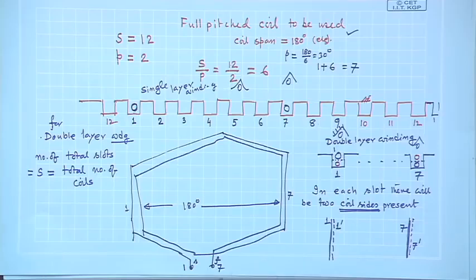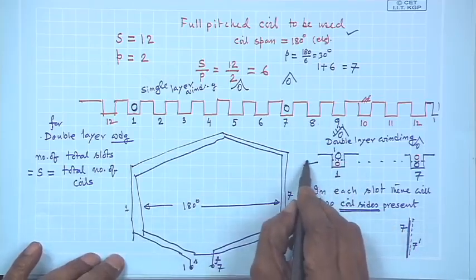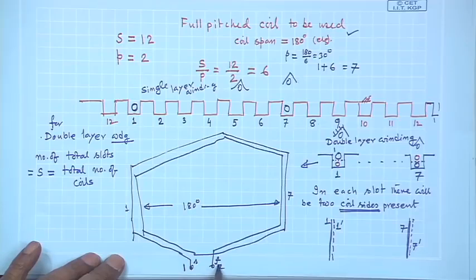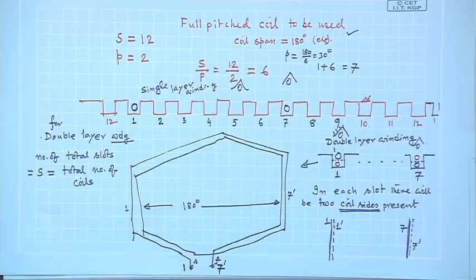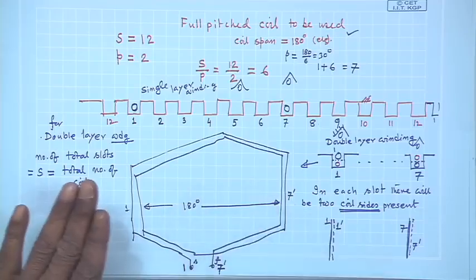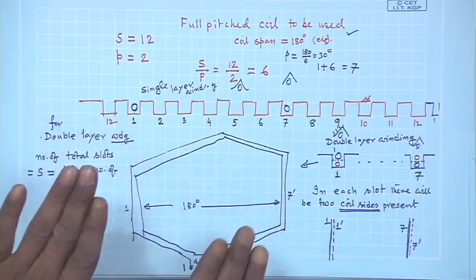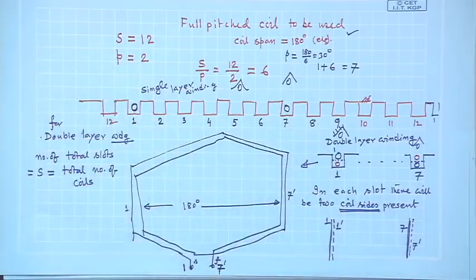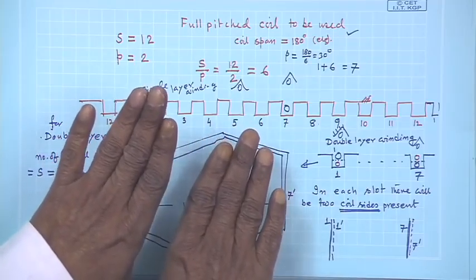So, in this case, if this is a double layer coil, I should name it 1 and 7 dashed. This side is 7 dashed, assuming that it will be used in double layer mode. Therefore, your coil sides should not be exactly parallel; they will be slightly tilted, so that they can nicely fit into the slots.